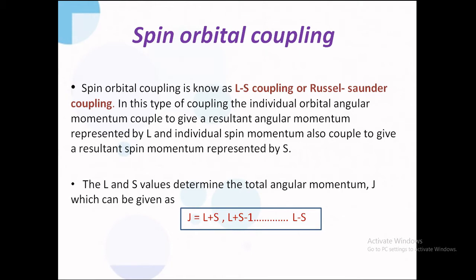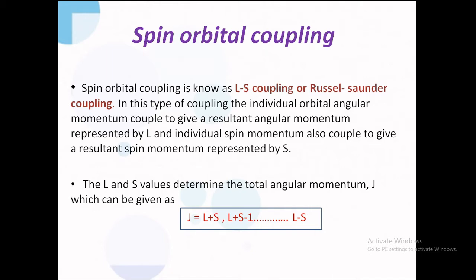What does this mean? It means if there is more than one electron or more than one unpaired electron, then their individual orbital angular momenta couple to give a resultant angular momentum, and their individual spin angular momenta also couple to give the resultant spin angular momentum, which is represented by the capital S. Now the S and L values will determine the total angular momentum, which is represented by J, and the value of J extends from L plus S to L minus S.